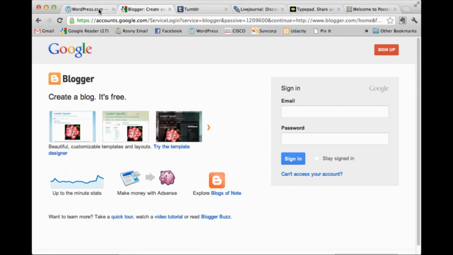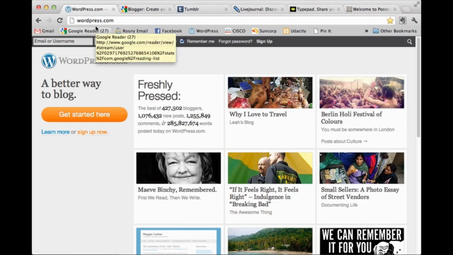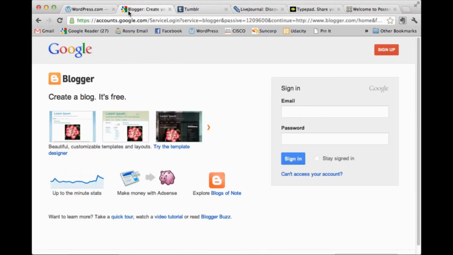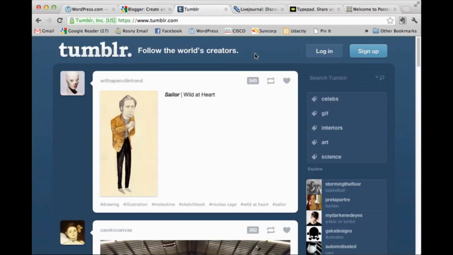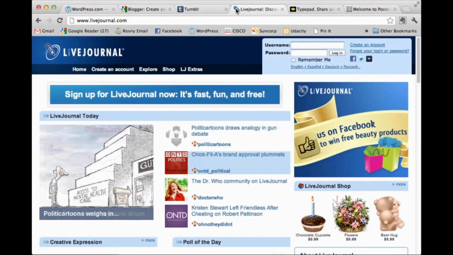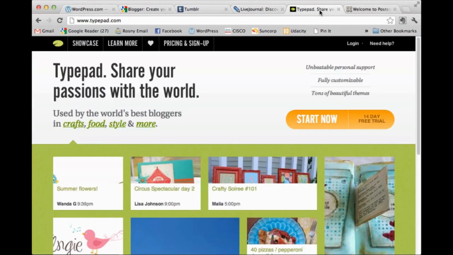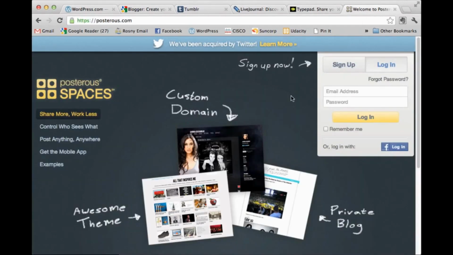So I actually blog with both WordPress and Blogger. I use WordPress.com for my high-level computer classes for computer science, and I use Blogger for my lower-level class for multimedia. And the students blog with Blogger as well, so it's important that they are blogging on the same interface that I am. They're the only 2 I've used. Some other ones that I know of are Tumblr.com and LiveJournal.com, Typepad.com, and Posterous.com.